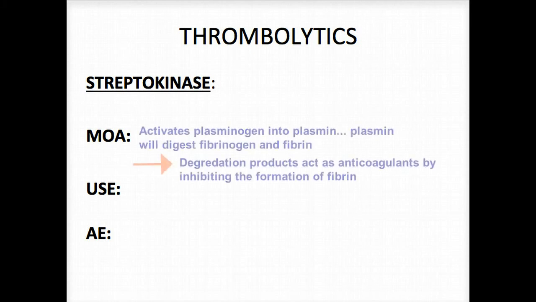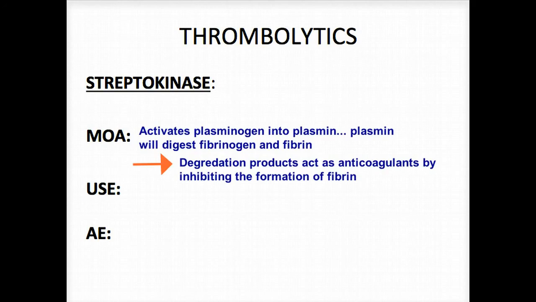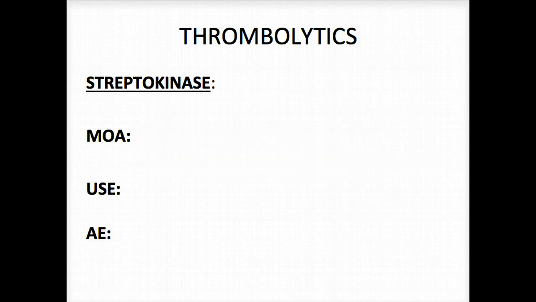Okay, how does this work? The MOA of streptokinase is that it's going to activate plasminogen into plasmin, and plasmin in turn will digest both fibrinogen and fibrin. And this digestion is what gives us the degradation products. These are effective in acting as anticoagulants because they're going to directly inhibit the formation of fibrin. Okay? And what you're going to see as common adverse effects of streptokinase are bleeding, bruising, and very rarely we may see anaphylaxis.